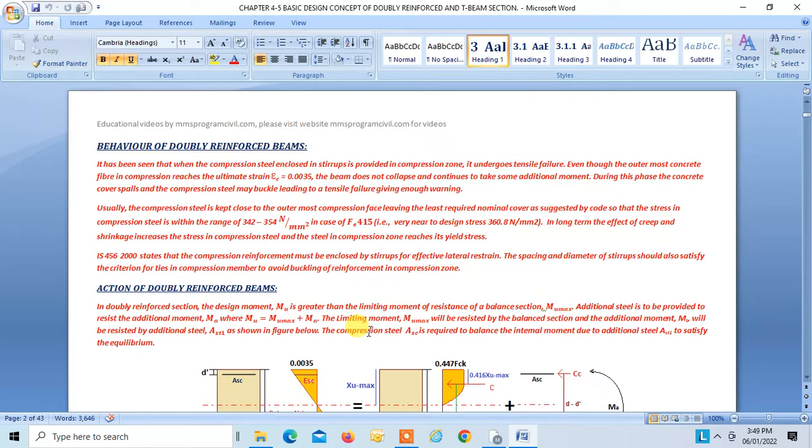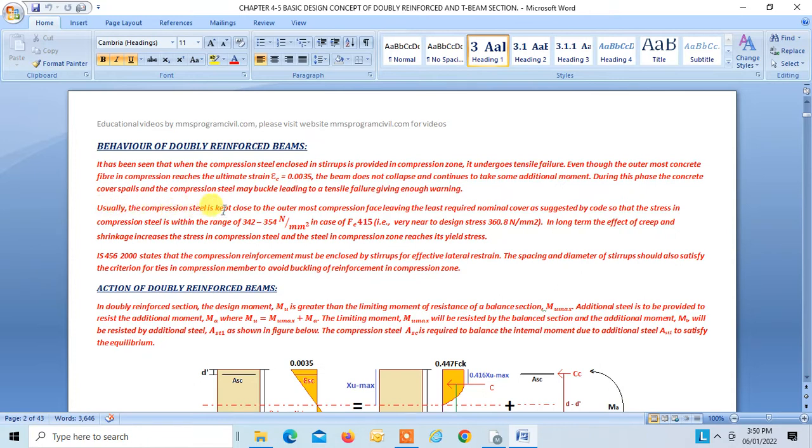Behavior of doubly reinforced section. It has been seen that when the compression steel enclosed in stirrups is provided in compression zone, it undergoes tensile failure. Even though the outermost concrete fiber in compression reaches its ultimate strain point 0035, the beam does not collapse but continues to take some additional moment. During this phase, the concrete cover spalls and the compression steel may buckle, leading to the tensile failure giving enough warning. Okay.